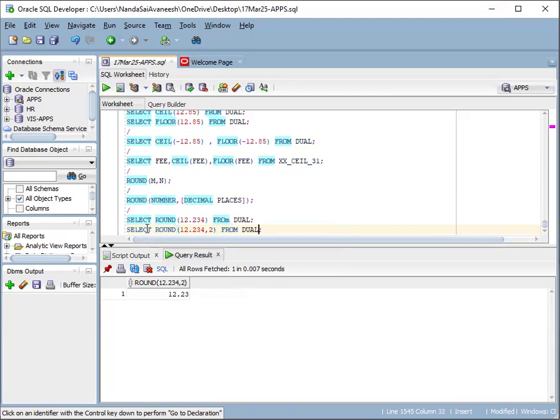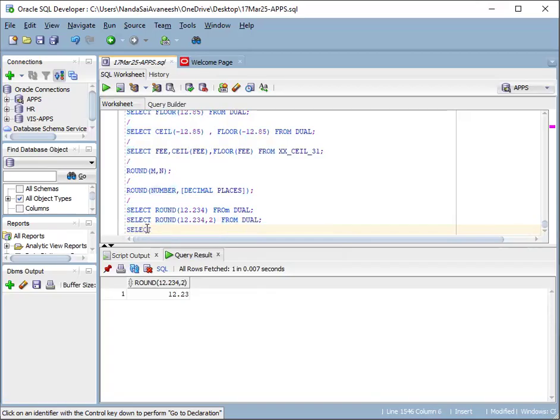Same way, suppose you are giving round of 12.567 from dual.